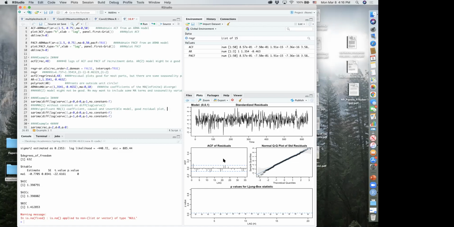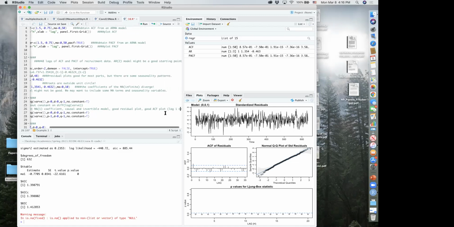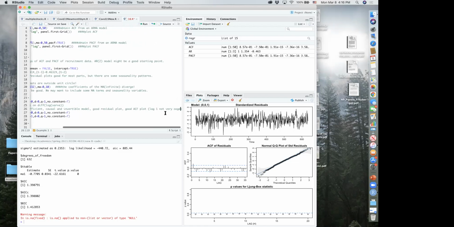Okay. And you can check the ACF. So we see that the first lag of the ACF is a little bit outside of this confidence interval, but the rest is pretty good. Most of them are within the confidence interval. Okay, so good ACF plot. Lag 1 not very good.